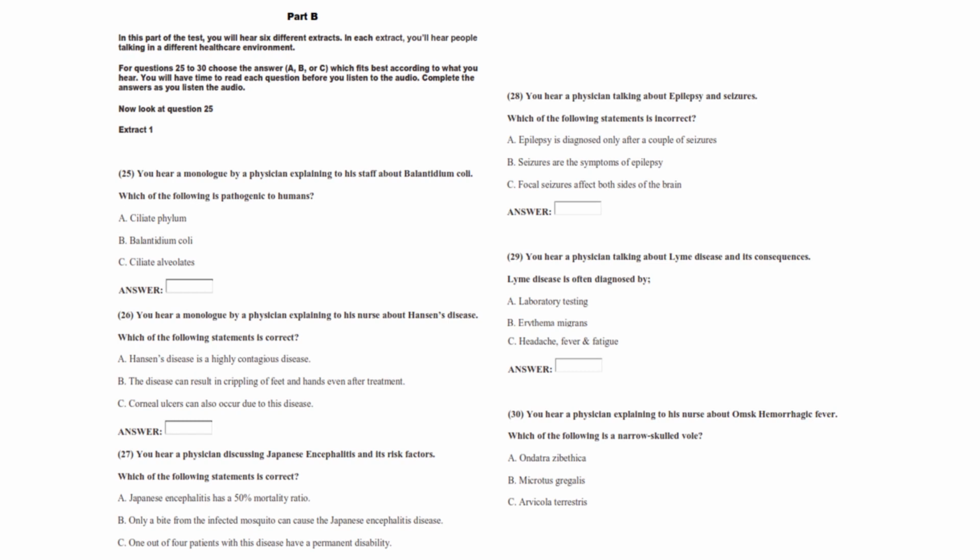Patients with Japanese encephalitis experience fever, neck stiffness, seizures, and coma. The disease has a mortality rate of 1 out of 4 patients. 50% of the patients have permanent disability. It can even harm the embryo of a pregnant woman.